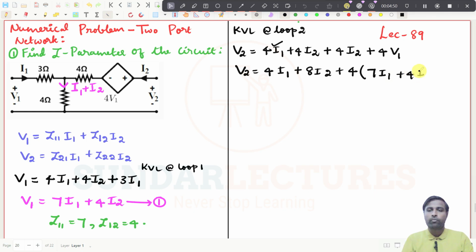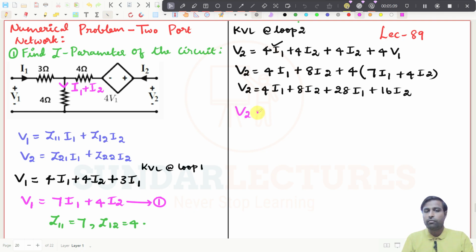plus 4I2. So if you further simplify this, V2 will be equal to 4I1 plus 8I2, and then it will be plus 28I1 plus 16I2, right? So this will be the expression, and if I finally write, V2 will be equal to, here there is one I1 and this will be 32I1, and here it is I2, right? So plus 24I2. So now this is expression number 2.